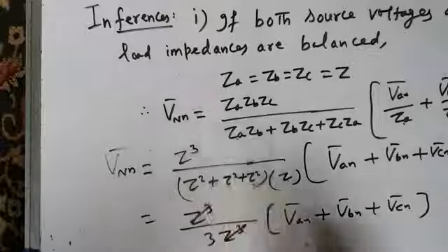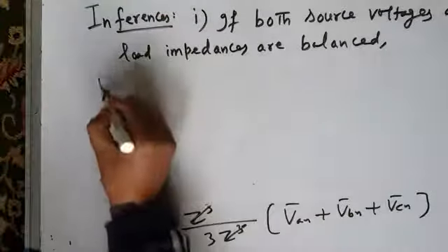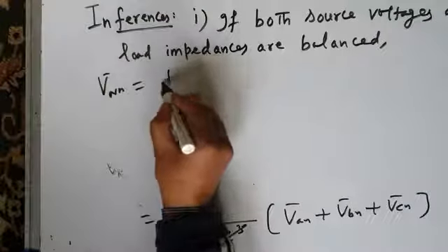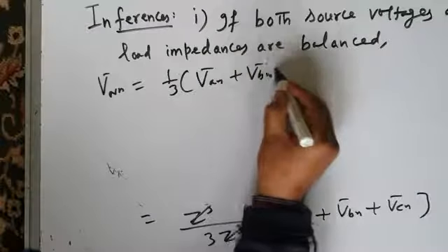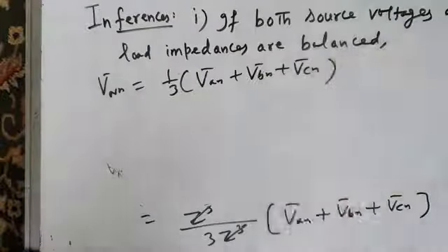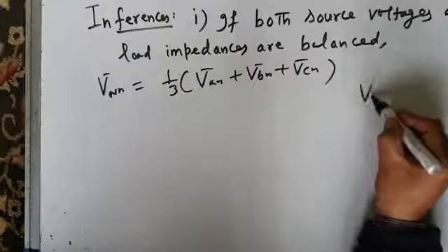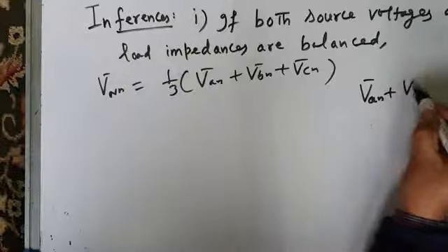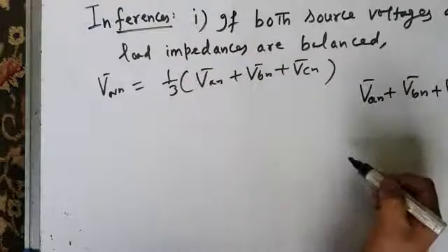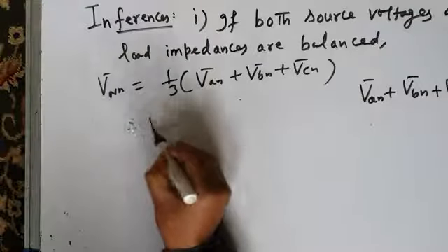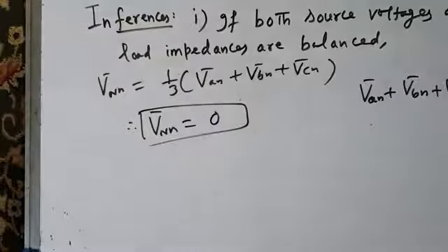Z cube and Z cube goes. So you will get neutral to neutral voltage equal to 1 by 3 times VAN plus VBN plus VCN. Interestingly, for a three-phase balanced system, if source voltages are balanced, what is then phasor sum of three phase voltages? VAN plus VBN plus VCN. What is that equal to? That is simply equal to 0. So therefore, neutral to neutral voltage will be simply equal to 0.